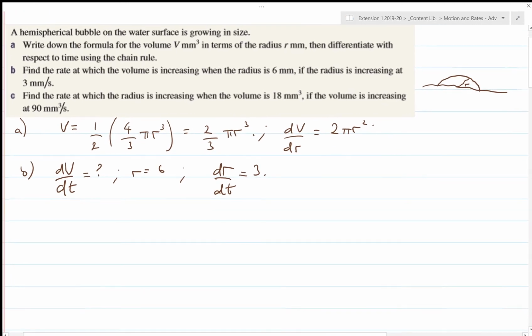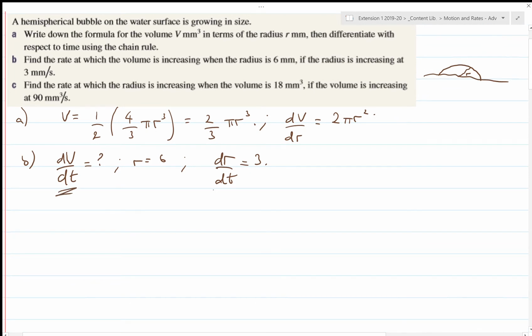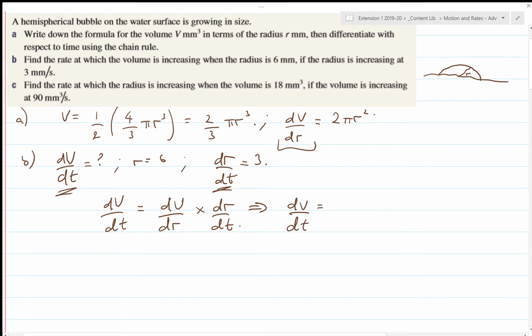Okay, so basically I need an equation that links dV/dt and dr/dt, and I know dV/dr. Remember you can basically just treat these things as fractions. So dV/dt is dV/dr times dr/dt. dV/dt is the thing we want, which is good, it's already on the left. dV/dr is 2 pi r squared, and dr/dt is 3. r is 6. And so it's actually 6 cubed, so that's 216 pi millimeters cubed per second, but I'm not going to write that down because it's confusing.